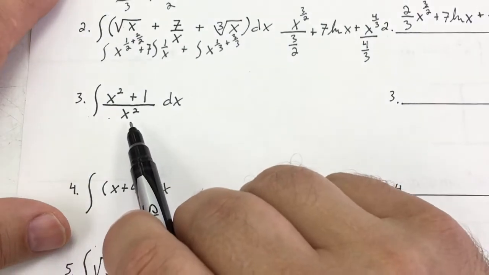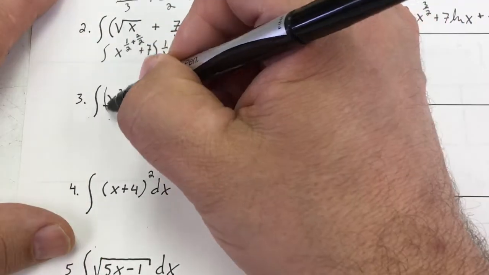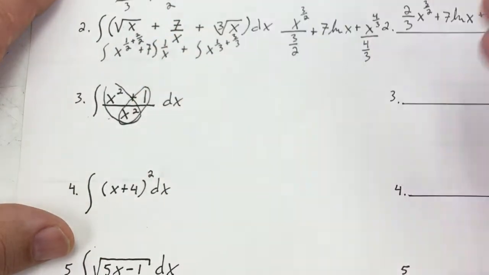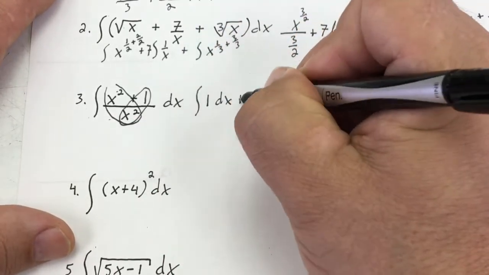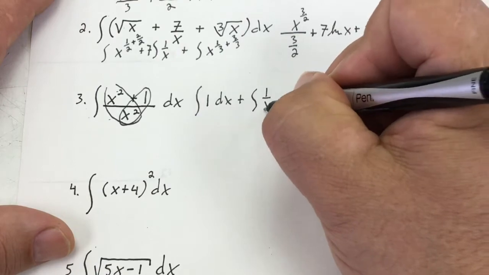This one's easier than it looks. No fancy use substitution or anything. I'm just going to kind of pretzel this and divide. So that's going to give you a new integral of x squared over x squared, which is 1, plus the integral of 1 over x squared.